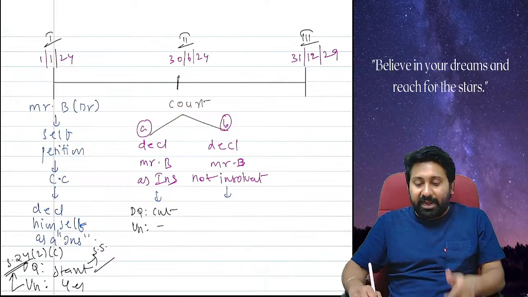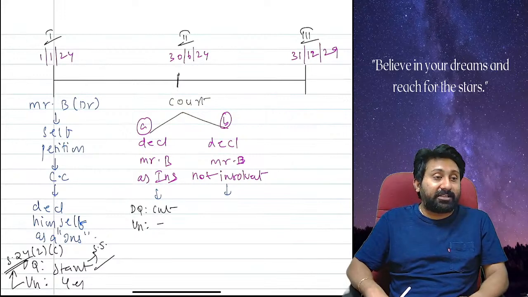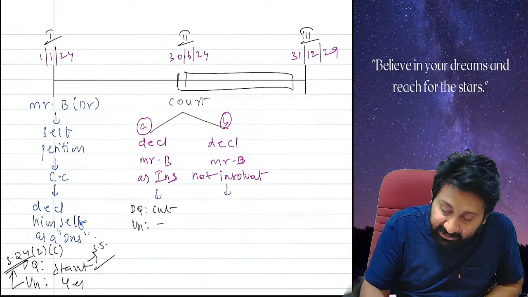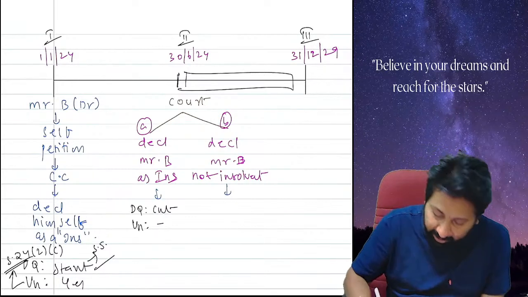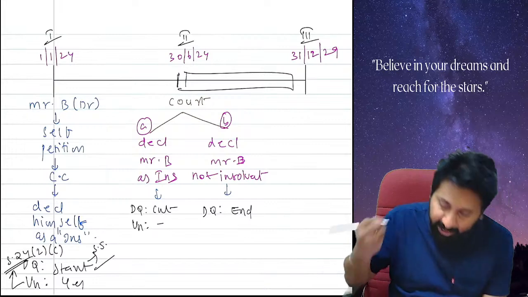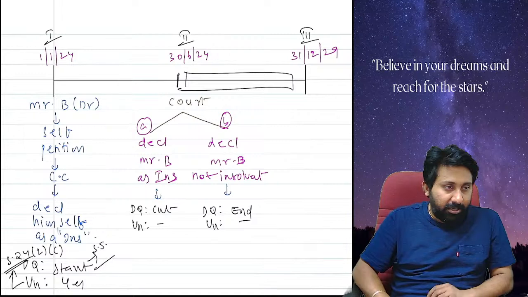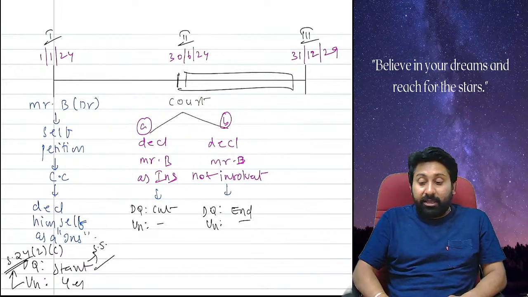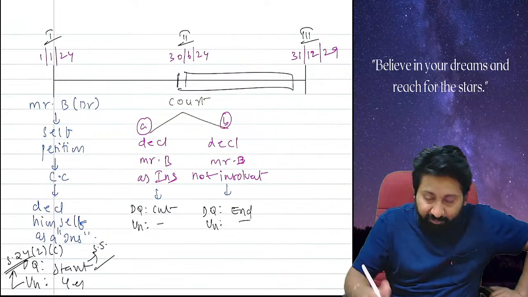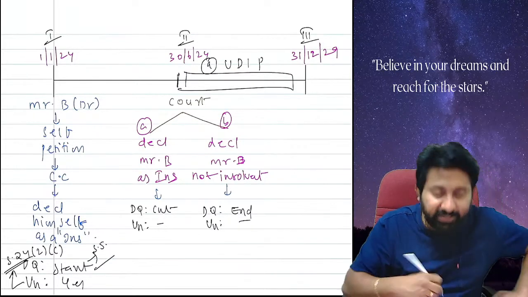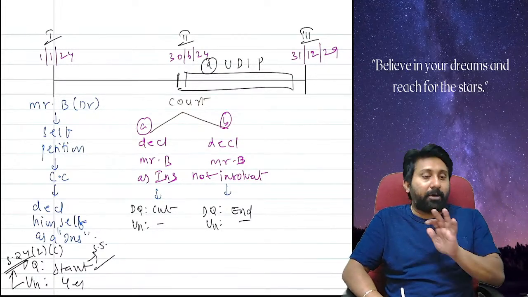Next, declared Mr. B is not insolvent means he is declared as insolvent or not declared as insolvent? Not declared means undischarged insolvency won't get attracted. Therefore, disqualification will end. So if the situation is A, disqualification will continue till 31/12. In situation A, this is the undischarged insolvency period. This is what we have already seen in the previous example. So this is one important observation.